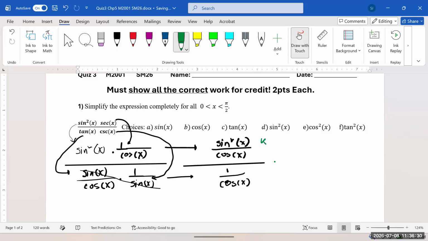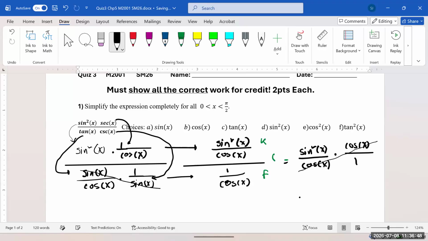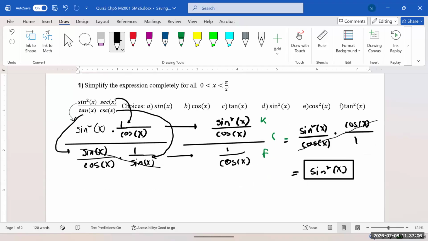So we do keep, change, flip, and we get sine squared x divided by cosine x times cosine x on the top, 1 on the bottom. So cosine cancels out. The answer is sine squared x. Fabia, you almost got it. You just flipped it wrong. See, it wasn't bad, was it? In the final exam, you are going to have one of these.